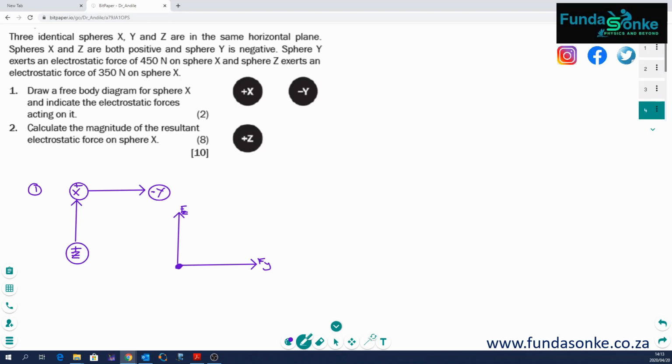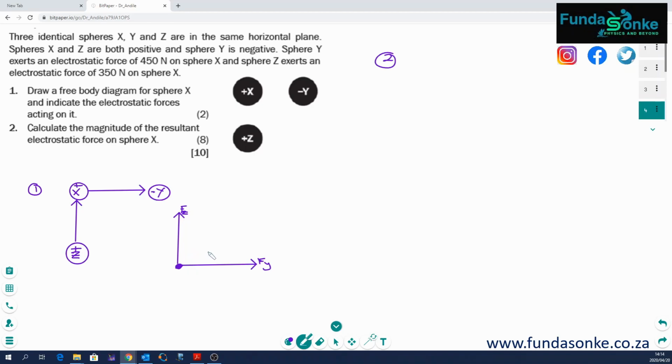Then for part 2, calculate the magnitude of the resultant electrostatic force on the sphere. Okay, so in this case, we can see that this is similar to how one would then solve the two-dimensional vector forces. So in this case, we can see that we've got two tails from one point. And remember, from your vectors, you always want to have head to tail type of vector addition.